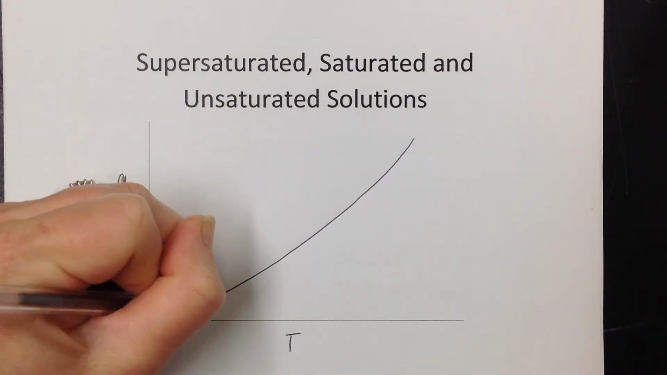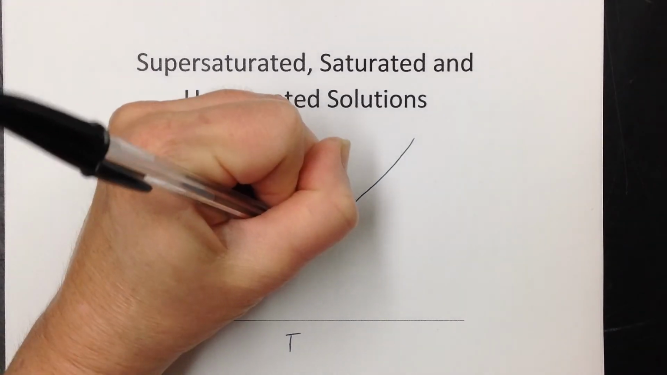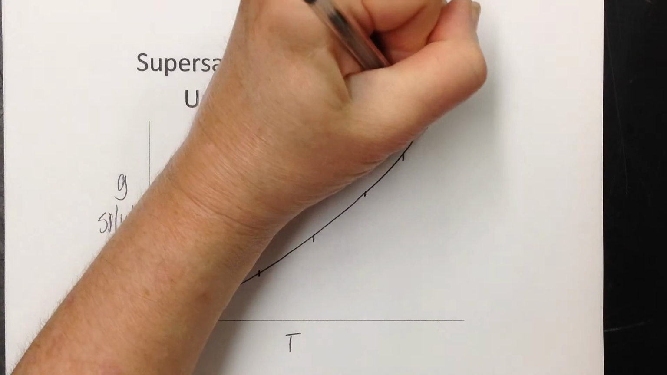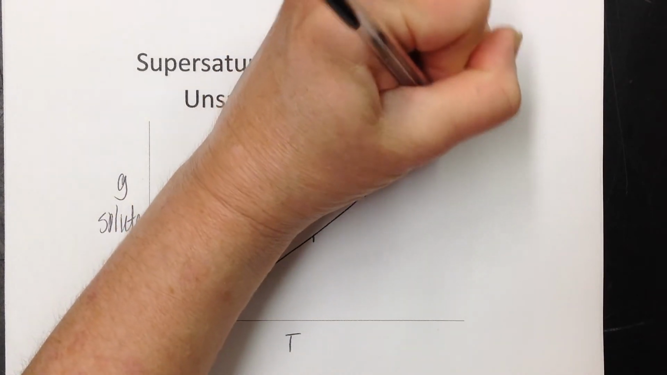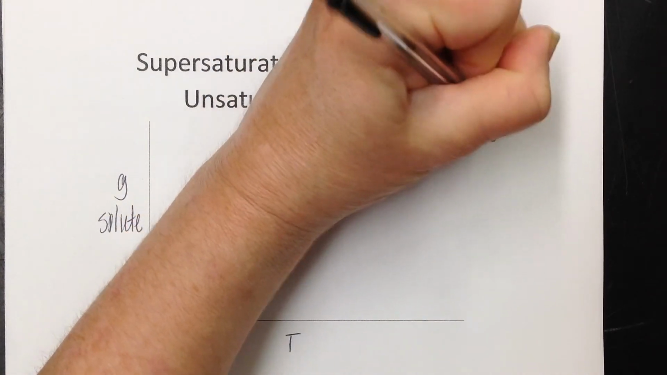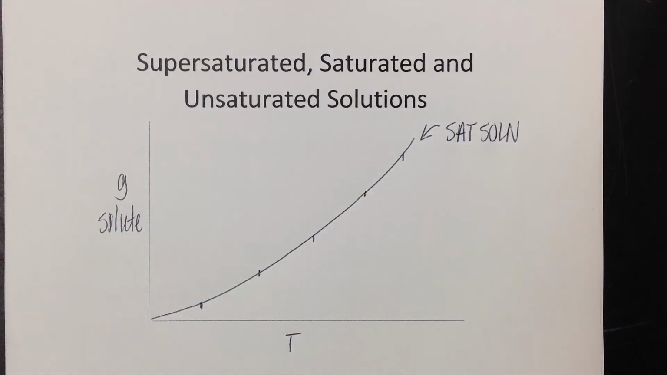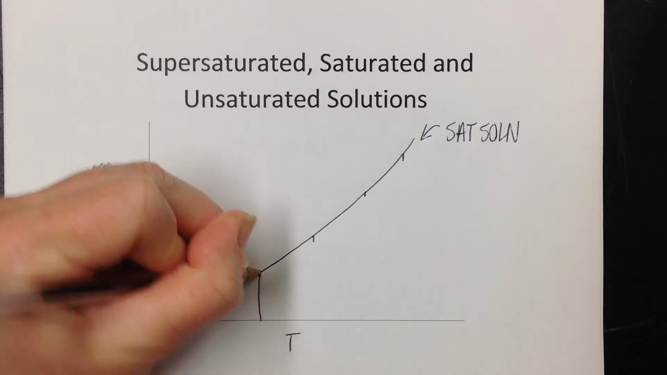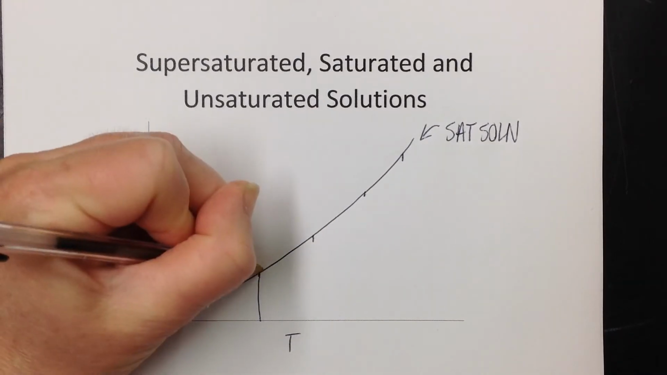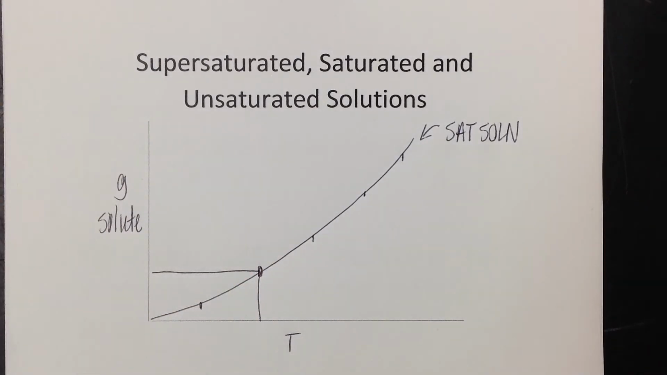Now, you've already heard me say that all of the points that make up this line represent a saturated solution. That's just my abbreviation for saturated solution. A saturated solution is a solution that contains the maximum amount of solute at a given temperature. At this temperature, we can hold exactly this much, and so on and so forth.